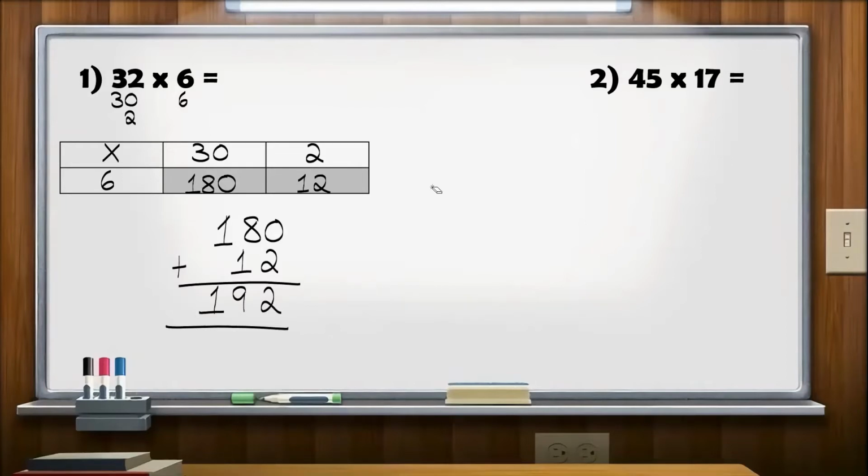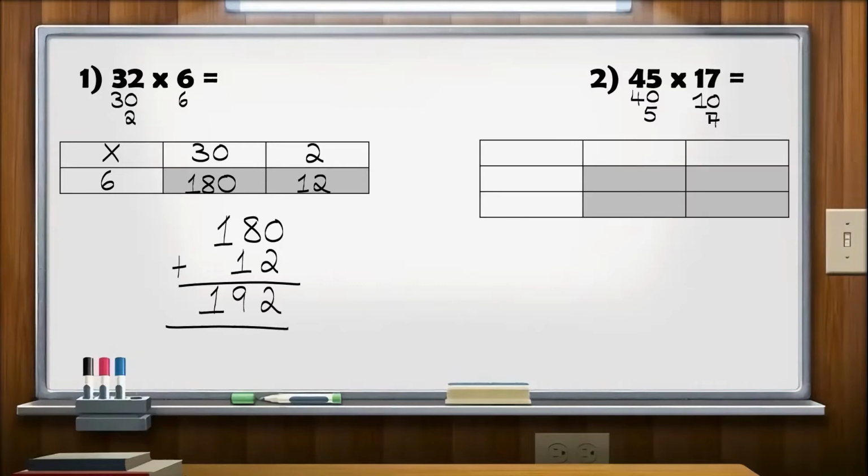So moving on to question number 2, we have got 45 multiplied by 17. So as we did for question number 1, we will partition the 45 into 40 and 5, and the number 17 will become 10 and 7. Once you have partitioned your numbers, you will create your multiplication grid and insert your numbers. So I've got my multiplication sign on the top left hand side, 40 and 5 across the top, 10 and 7 along the side. Now, when we are multiplying bigger numbers, there is a method I want to show you.